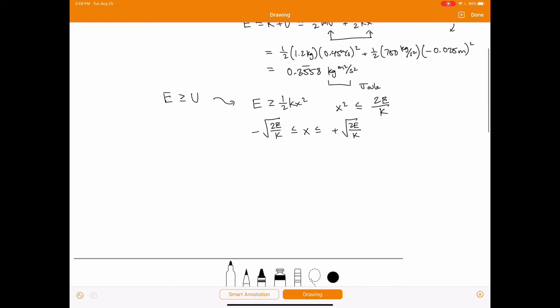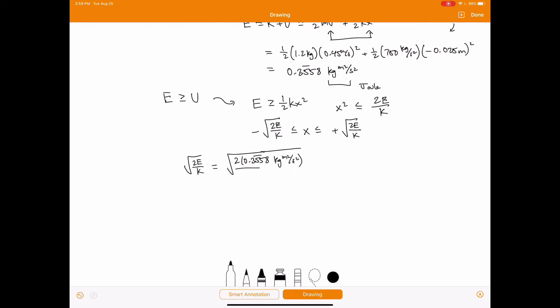So let's just calculate what that is. What is the square root of 2E divided by k? So we have the square root of 2 times 0.3558. That's E, with units of kilograms meters squared per second squared. And divide that by k, which is 750 kilograms per second squared. And what do we end up with here?